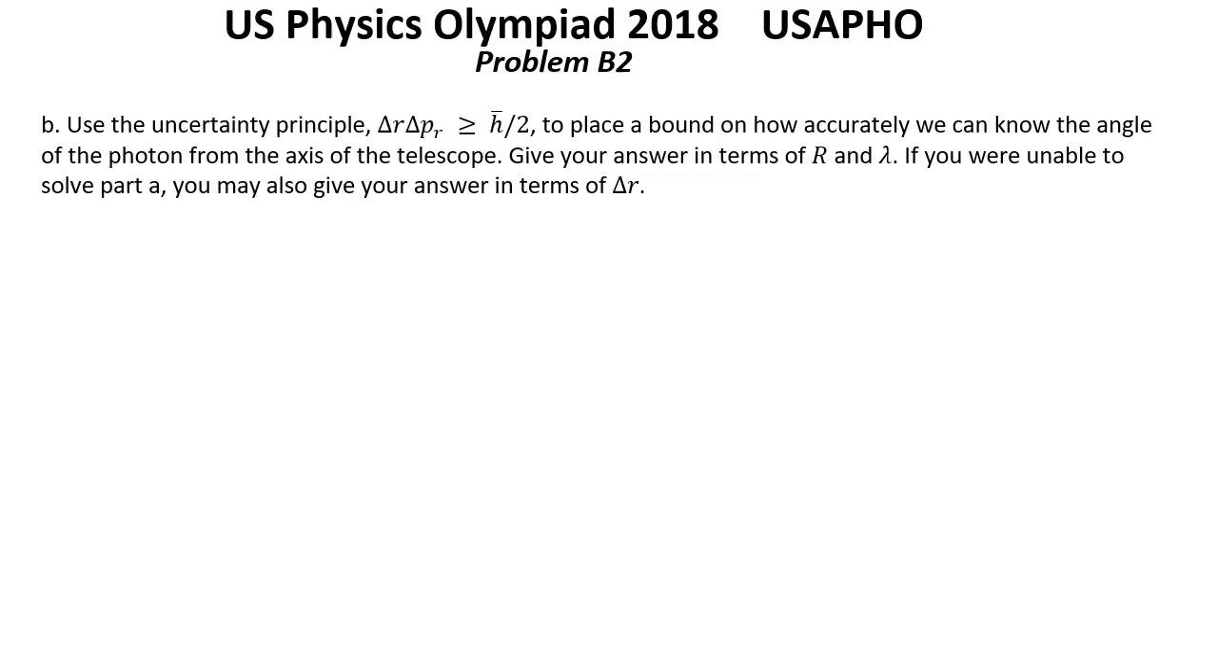Solution. We have delta p_r approximately equal to p multiplied by delta theta, which is equal to h over lambda multiplied by delta theta. Applying the uncertainty principle, we have delta theta greater than or equal to the square root of 18 lambda over 4 pi r. Since the factor of h cancelled out, this is really a classical calculation. One could get a similar result by considering classical diffraction from a circular aperture.